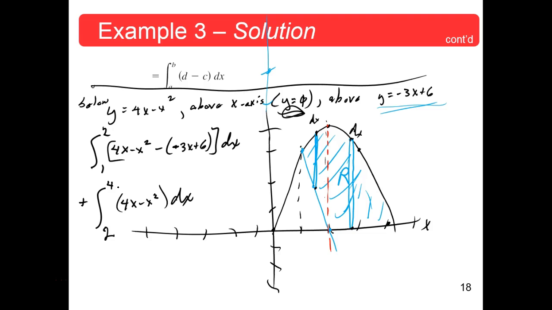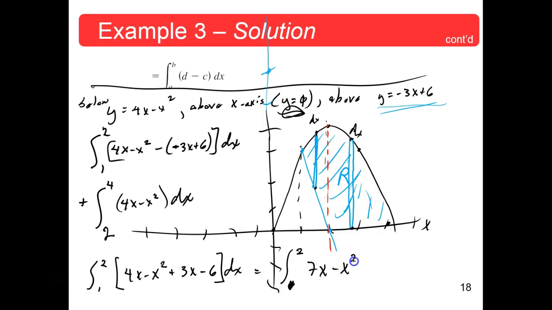Now, there's a little bit we can do to clean up that top one. This is the integral from 1 to 2 of 4x minus x squared, and then minus a minus is plus 3x, and minus a plus is minus 6 dx. And the next one's going to be fine. So we can combine like terms on this one. That's the integral from 1 to 2 of 4x plus 3x, which is 7x, minus x squared minus 6 dx. Okay? Let's do that integration. What would that be?